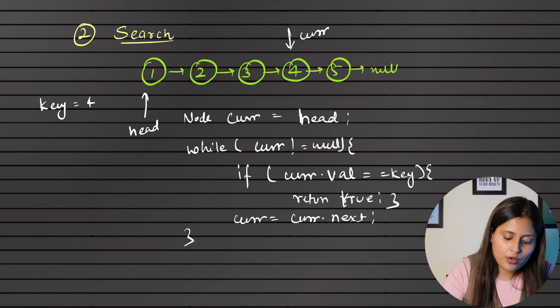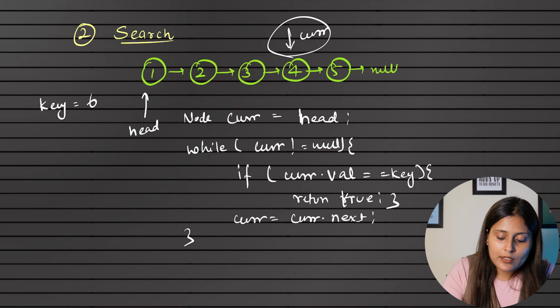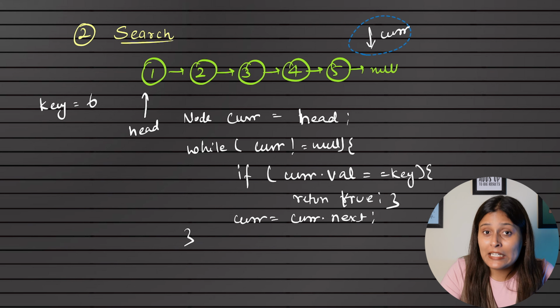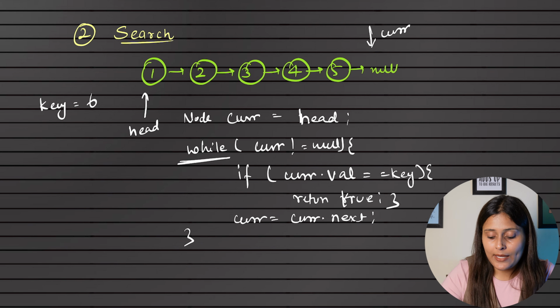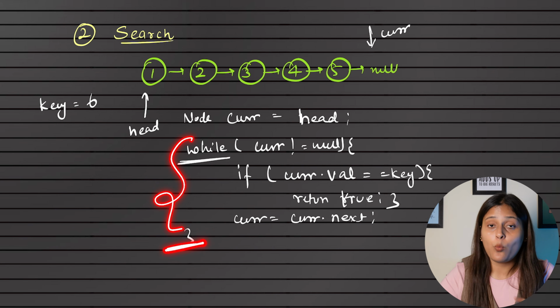But what if my key was 6? So what will you do? Again, this 4 matches? No. This 5 matches? No. Now you are at null. So this while loop will say, is my current not equal to null? No, it is null. So now you will come outside the while loop.